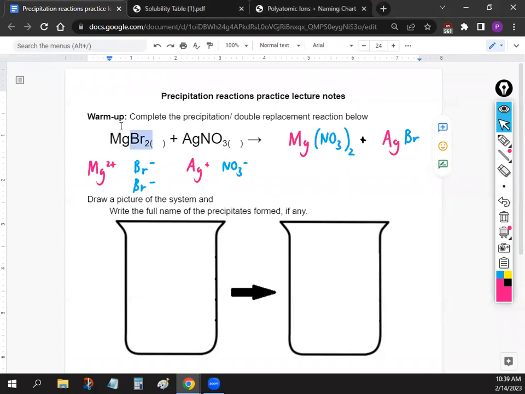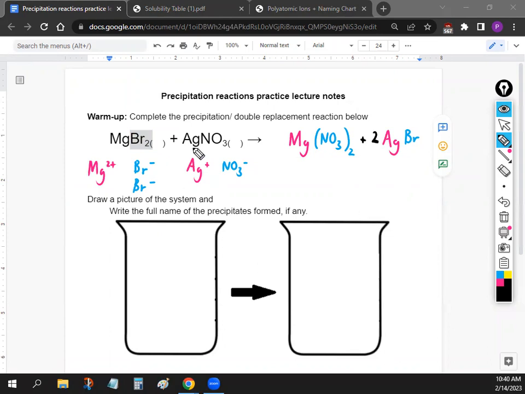We have 2 Brs on the left side. How many Brs do we have on the right side? Just 1, right? So that means we need another one on the right side. What we're going to do is put a 2 in front of the chemical that has Br on the right side, and that way we have 2 Brs.